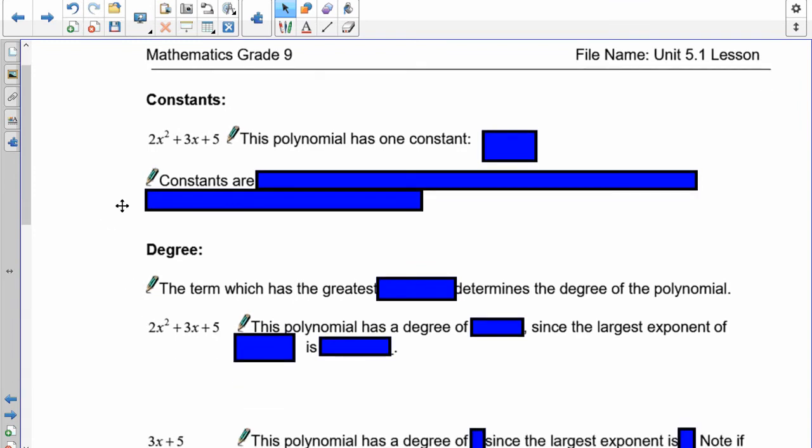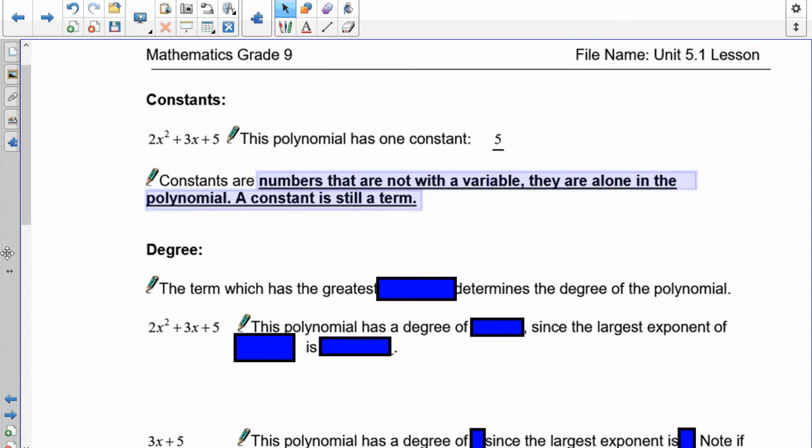When a number doesn't have a variable with it, like the 5 here, this is what we call a constant. The other terms will change; they vary depending on what x is. But the 5 will always be there. There's nothing you can do about it. It's always going to be 5. So it is constantly 5. So this polynomial has one constant, that's 5. Constants are numbers which are not with a variable. They are alone in a polynomial. And a constant is what we call an exact term or still term.